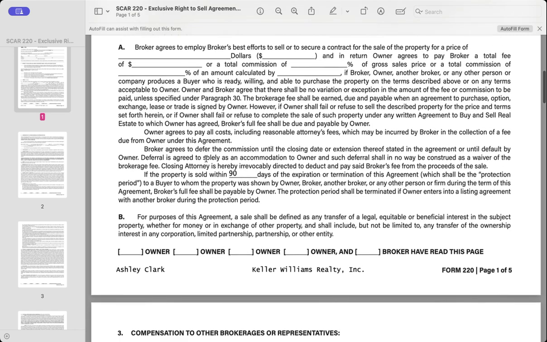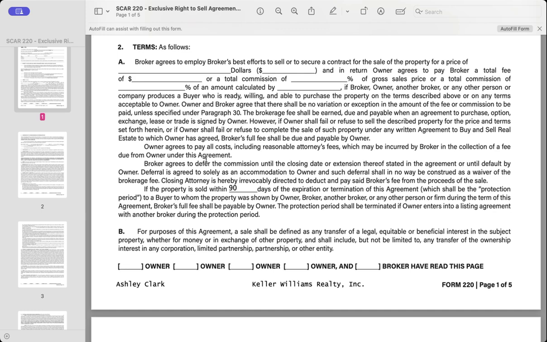The second part of letter item A in section 2 describes the expiration or termination of this agreement and what happens if someone who viewed the property during that time came back to purchase it. This would mean that the owner would actually pay the commission to the broker if it falls within that 90-day protection period, unless a listing agreement has been signed with another firm.